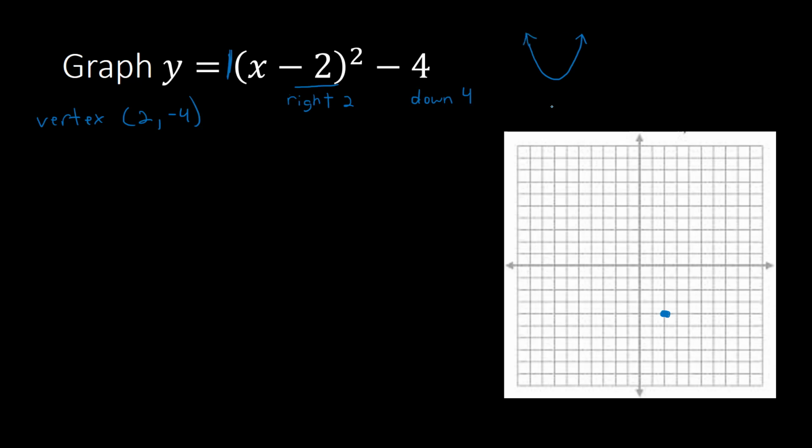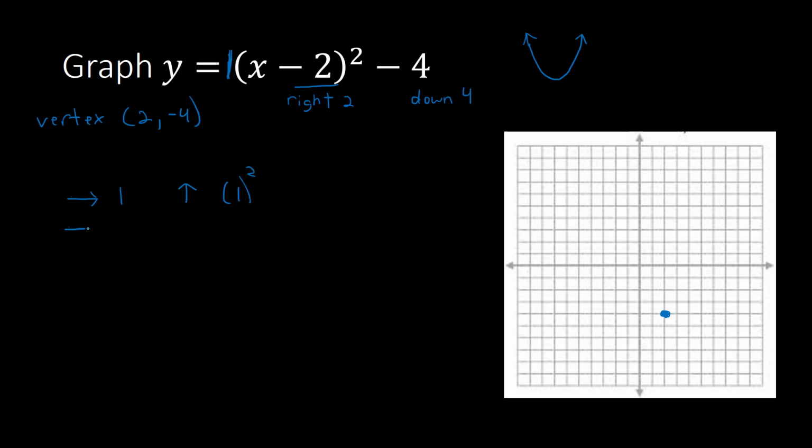Now the question is, if I go over 1, how far up am I going to go to find another point? So from the vertex, if I go to the right 1 or to the left 1, or right 2 and left 2, how high up do I go to get my other point? So what I can do is a shortcut here. If it's just a 1, then if I go to the right or left 1, I'm going to go, in this case, up, because it's positive, I'm going to go up that number squared.